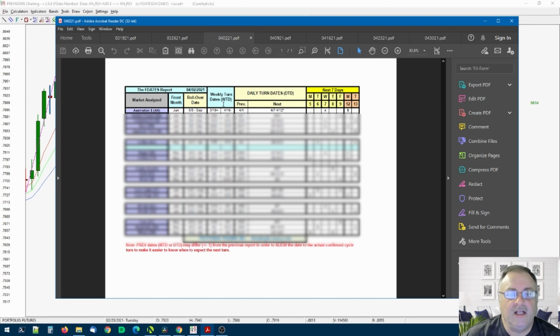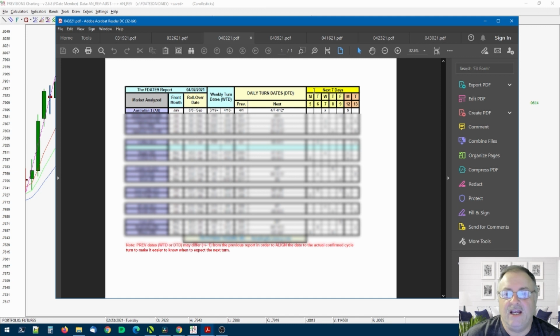Here we have the weekly turn dates, or WTD for short. These turn dates are F-dates for the weekly time frame. These over here are daily turn dates, DTD, okay, daily turn dates. These are turn dates, also called F-dates, for the daily time frame. So you have a weekly time frame and you have a daily time frame. We'll cover that more when we look at the price chart.